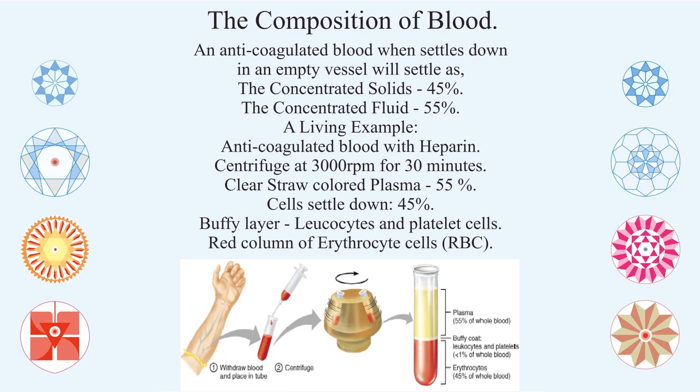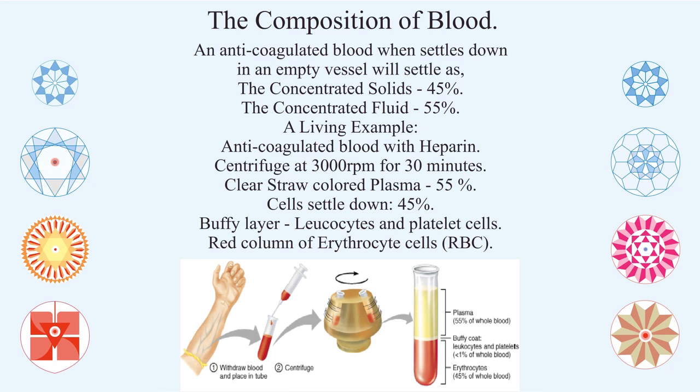Centrifuge at 3000 revolutions per minute for 30 minutes. Clear straw colored plasma is 55%, as you can see on the right side. Cells settle down to 45% down, as you can see on the right side. Then the buffy layer is the leukocytes and platelet counts. Red cells or erythrocytes are down.